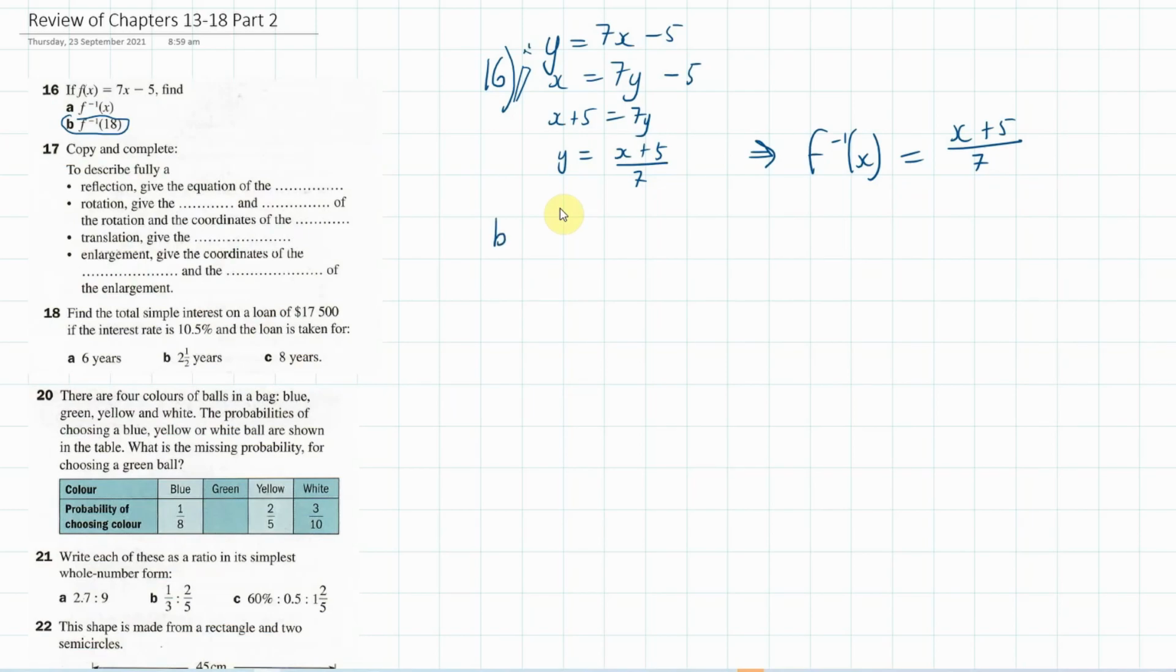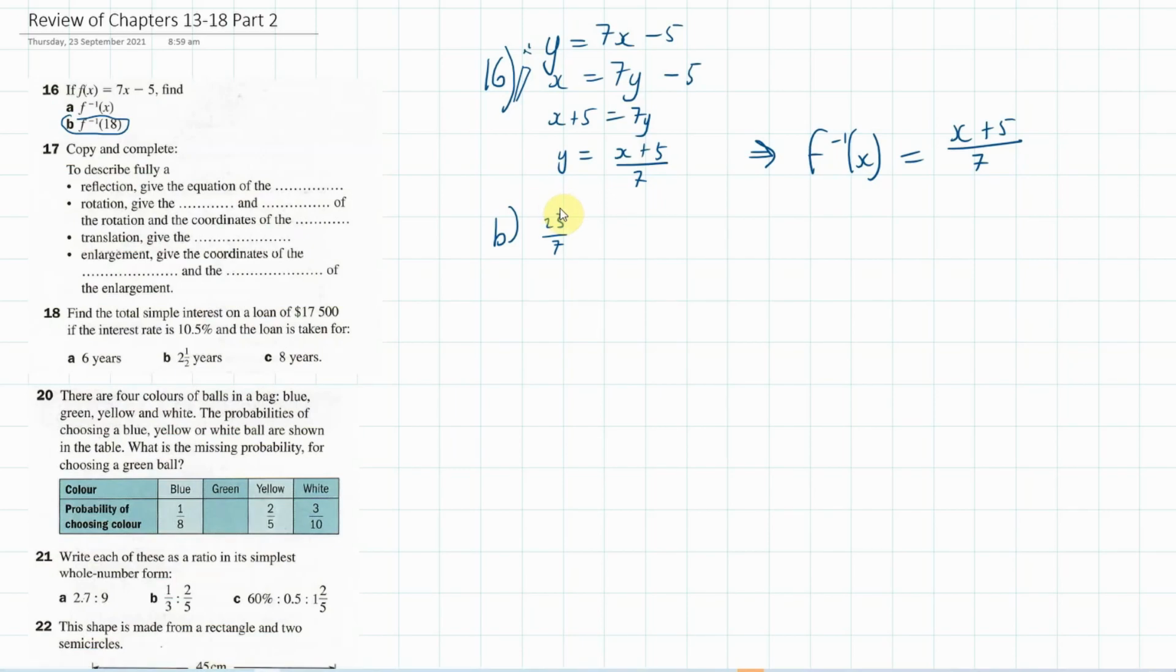So for that we're going to get 23 over 7 as the answer. I guess we could say it's like 3 and 2/7 or something. That would be fine. Just do a quick check: x plus 5 all over 7. Yep, I'm pretty happy with that. 18, 20. Yep, fine.